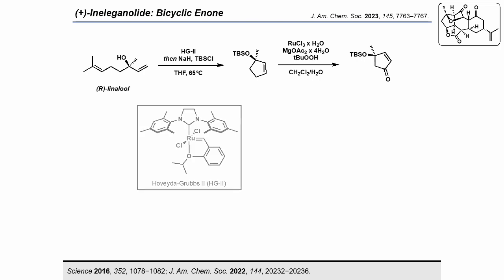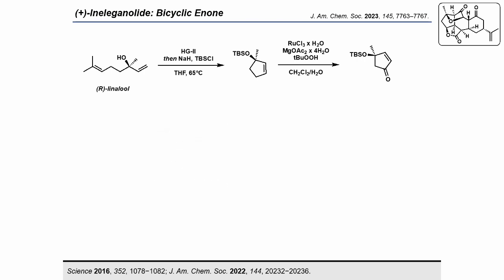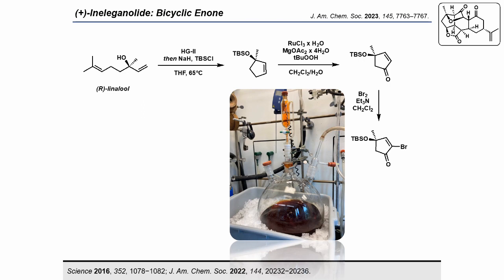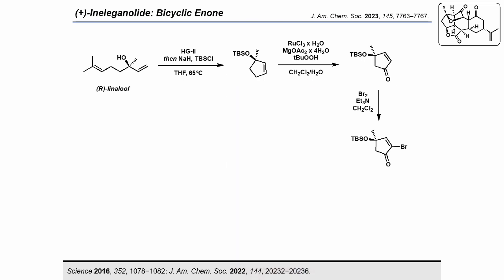Next, we can proceed with conditions developed by our group to alpha-brominate the enone. This whole sequence proved to be very scalable, and I could sneak a picture of the bromination step on one of the pass-throughs. Following, we can do a 1,4 addition of sodium cyanide and subsequent elimination of the bromide to install a nitrile group at the beta position of the enone.